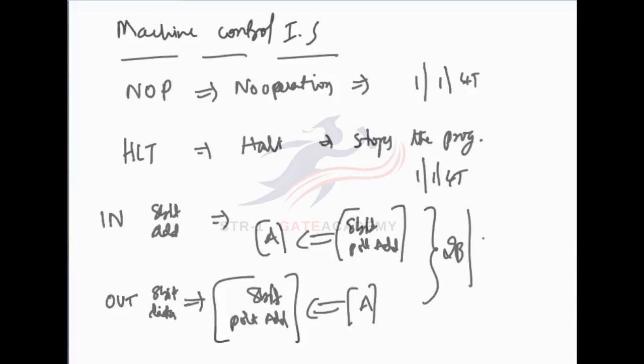The number of machine cycles is 3. Why 3 machine cycles? First it has to read the 8-bit address, so IO read. Later the address location data is read, so IO read again, 2 times IO read operation. Plus 1 fetch cycle, so 3 machine cycles. The number of T states is 10. All these we can call machine control instruction set.